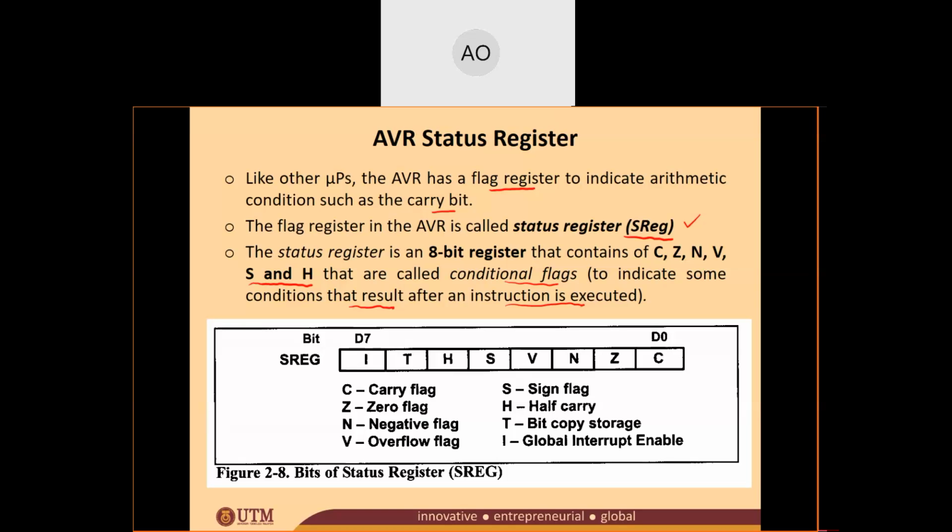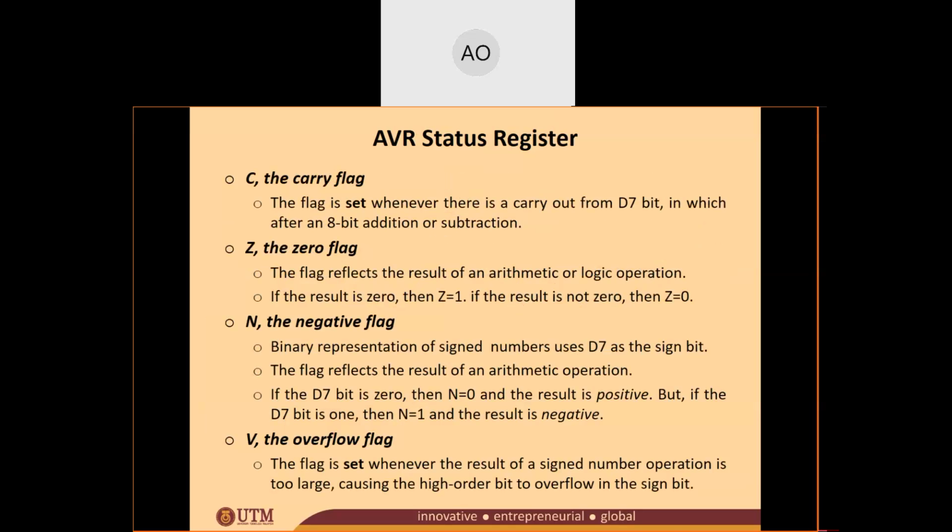Okay, so let's look at the first flag. We call it C, which is the carry flag. This flag is set, it will become 1. Set is 1 whenever there is a carry out from bit 7 after an 8-bit addition or subtraction. For example.